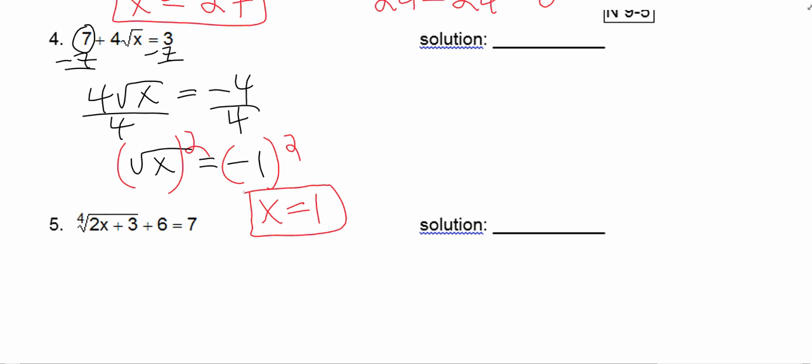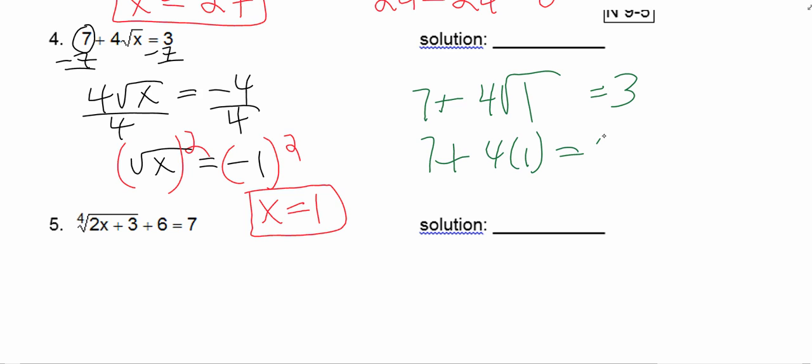And let's go ahead and test our solution real quick. So let's test it in green. We have 7 plus 4 square root of 1 equals 3. 7 plus 4 times 1 equals 3. Looks like we're not going to have a good solution here. 7 plus 4 is 11, and 11 certainly does not equal 3. So we have come to a no solution here.